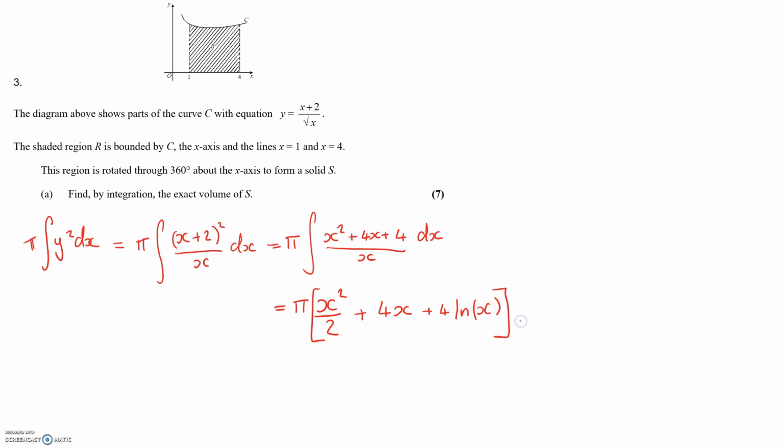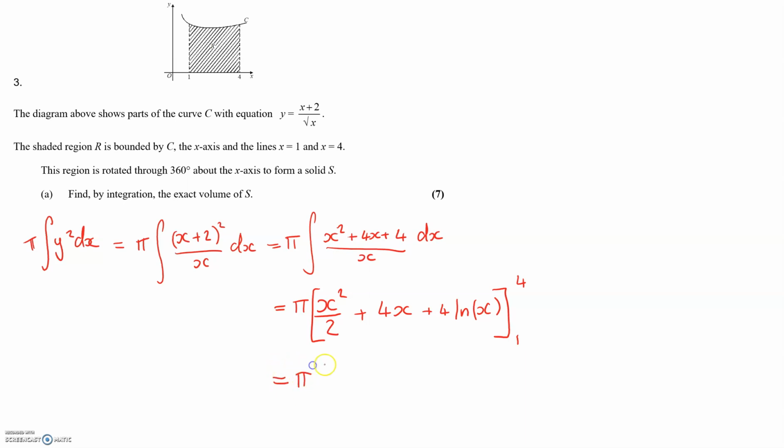The limits of our rotated volume will be the x coordinates at the beginning and the end of the indicated region, which is 1 and 4. So we are integrating between the x limits 1 and 4 as specified. We then substitute in our limits of 4 and 1 to give our exact value answer in terms of ln and in terms of pi.